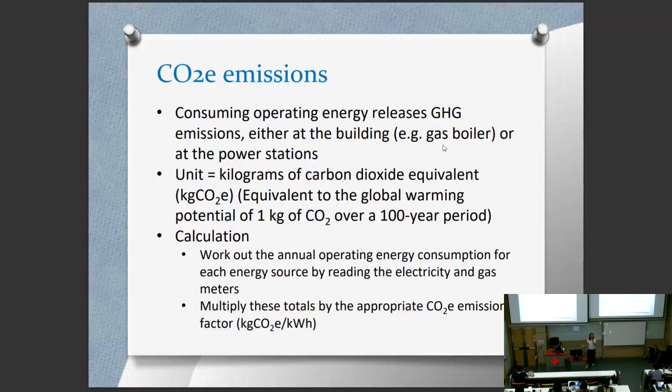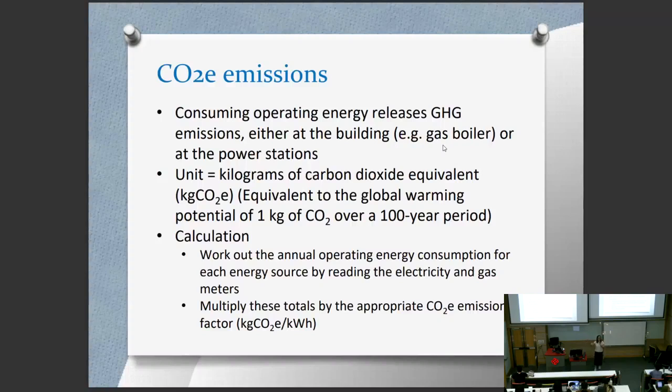Or if we consume electricity, like we are not using a natural gas boiler, but we are using an electric heater, then there will not be any local carbon dioxide emissions. Yes, we consume electricity here, but there will not be any carbon dioxide emissions within the building. But far away in the power plant, there will be carbon dioxide emissions.